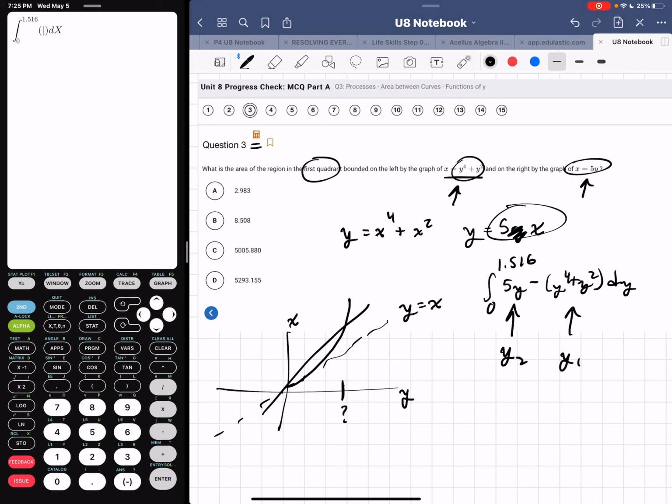Now, since I already have my functions inside my graphing calculator, I'm going to press vars. It's right underneath the arrows. And I'm going to go Y-vars and then Function, and I'm going to select y sub 2. Then minus the bottom function. So vars, Y-vars, and then Function. I'm going to select y sub 1. And then get out of there and hit enter. Boom. There's my answer. It is 2.983. Shoot, there it is.